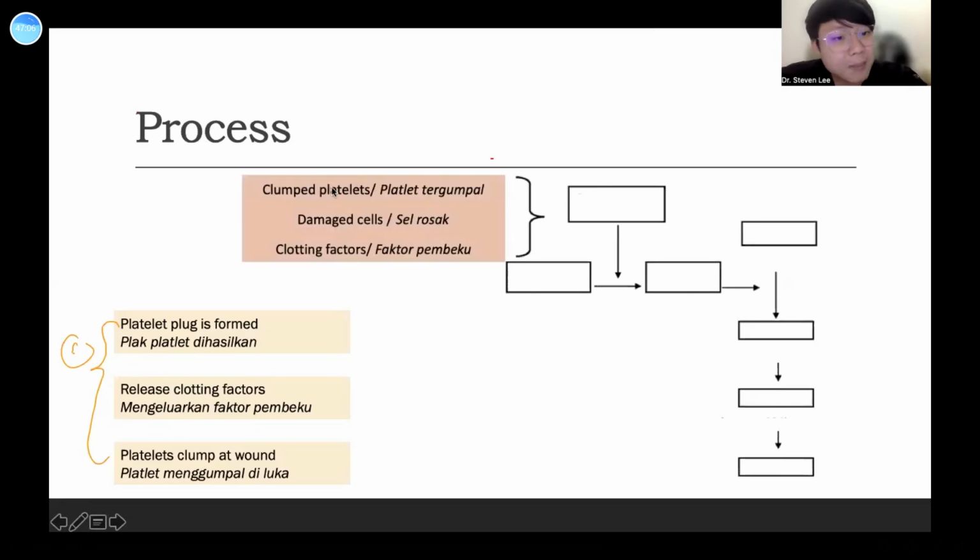Number 1, you have your platelets, which is the platelet plug. Number 2, you have damaged cells. Damaged cells here means your blood vessel that is wounded. Okay, that is the damaged cells. The collagen and all that is damaged cells. And number 3 is your clotting factors, faktor pembeku. So these are the 3 things that we have from the first step.